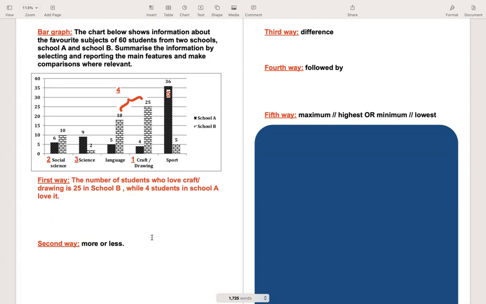With more or less? First, give the data again. I'll give the data. This complete thing while writing the sentence. Okay. Instead of craft and drawing, I'm going to write social science. Is how much? 10. It's 10 in school B. Yes. The number of students who love social science is less than 6. Complete it. You're missing something. Who loves social sciences?